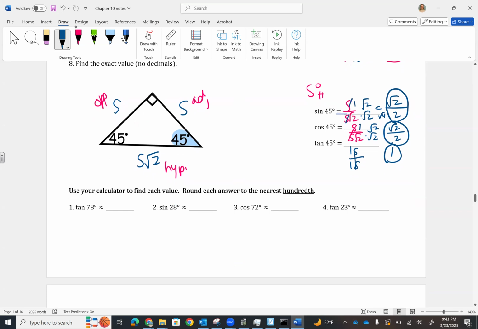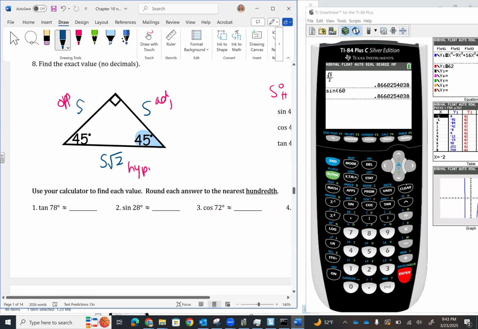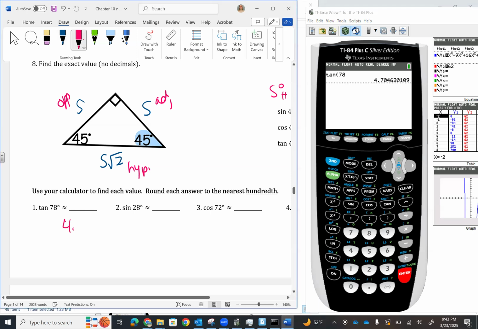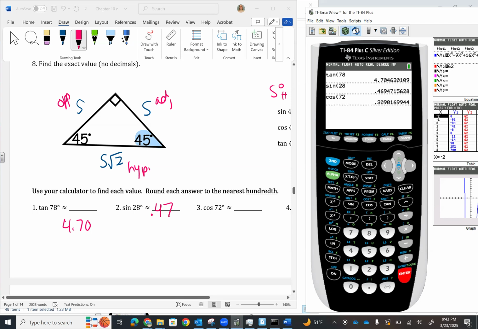And then the last thing we're going to do is say, your calculator is smart. Can you do these values on your calc? Say, okay, can I do the tangent of 78 degrees and give me a decimal? The answer is going to be 4.70, okay? And then sine of 28, 0.47, cosine of 72, and that's going to equal 0.31.